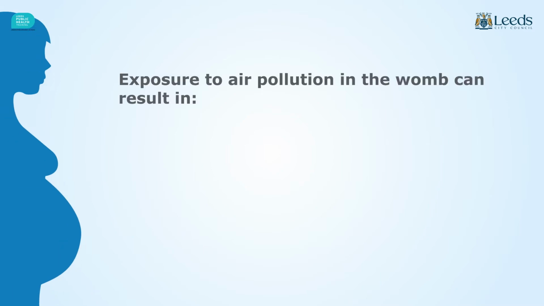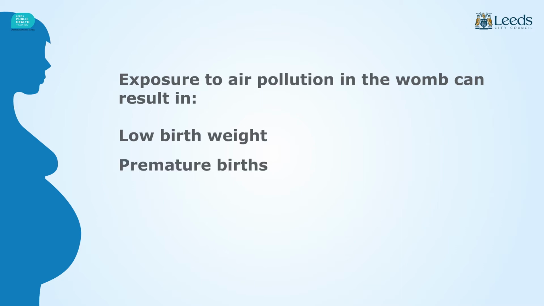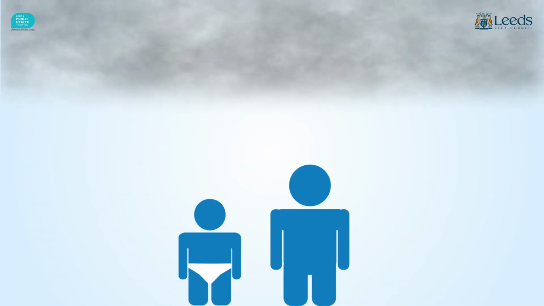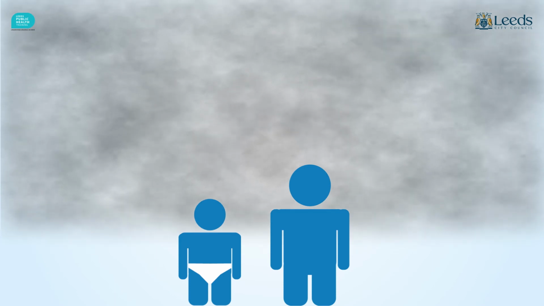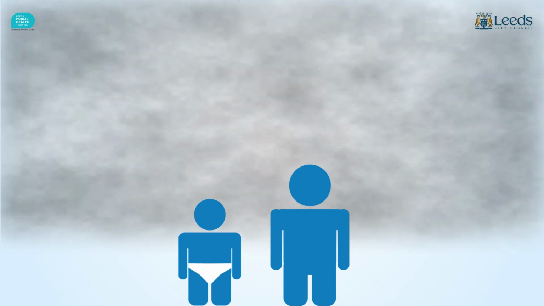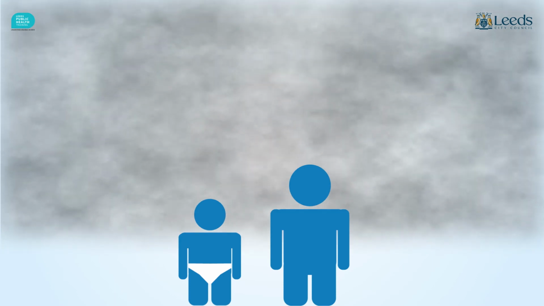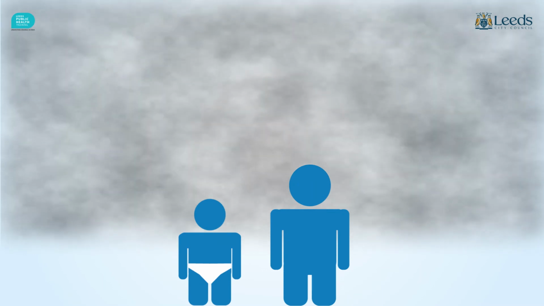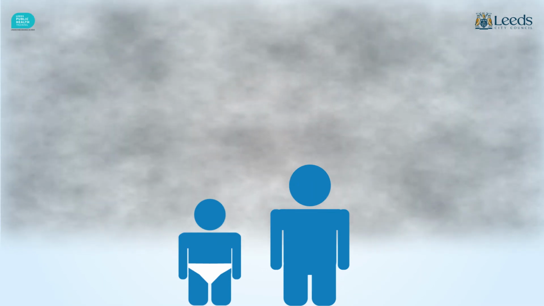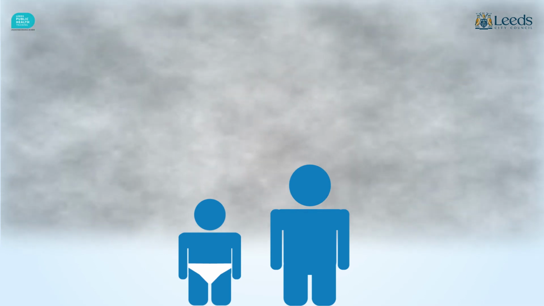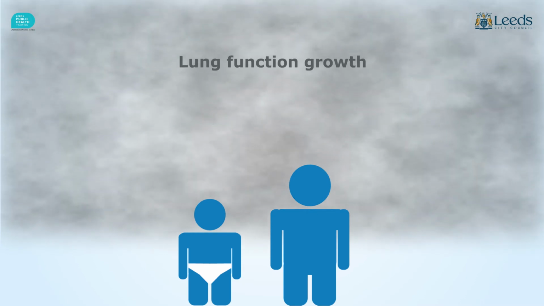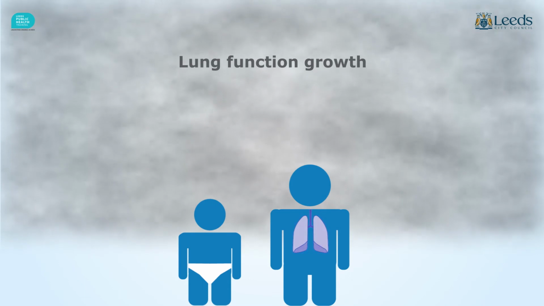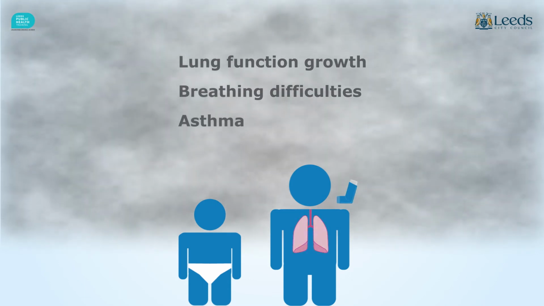Pregnancy is a critical time, and exposure to air pollution in the womb can result in low birth weight, premature births, organ damage, or stillbirth. Blue icons of a baby and a small child appear. A pair of blue lungs appear within the chest of the child, which slowly change colour from blue to red. Then an image of an asthma inhaler appears near the child's head. For children, exposure to air pollution can have a long-standing effect on lung function growth, which can result in breathing difficulties and asthma.